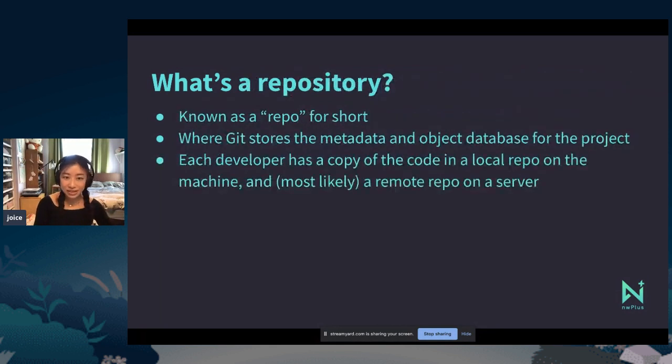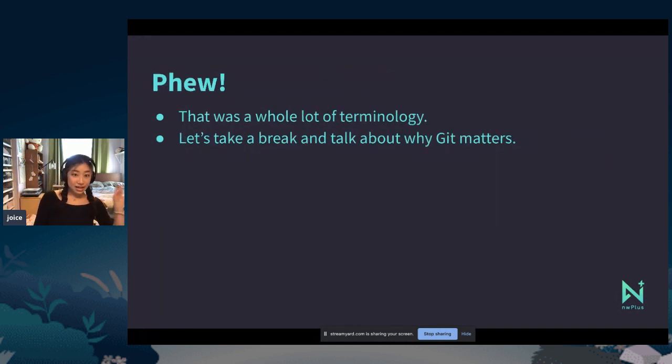Now you might be wondering, what is a repository? It's known as a repo for short. It's where Git stores the metadata and object database for the project, and each developer has a copy of the code in a local repo on their machine, and most likely a remote repo on a server. That was a whole lot of terminology, kind of overwhelming.